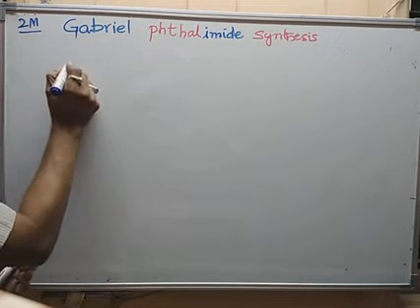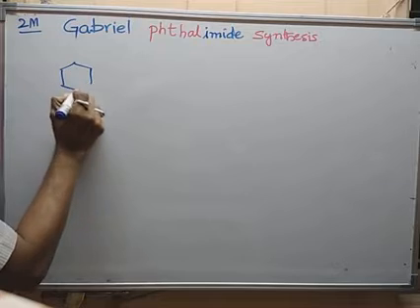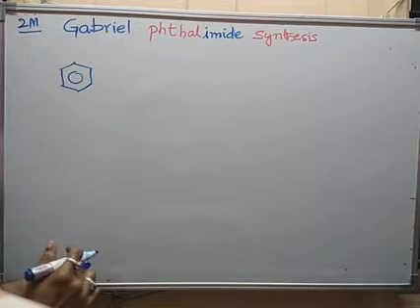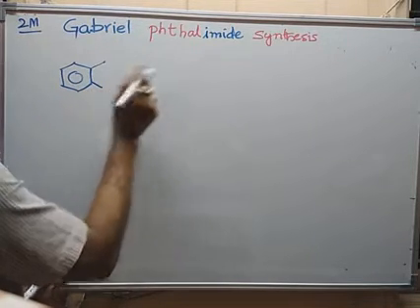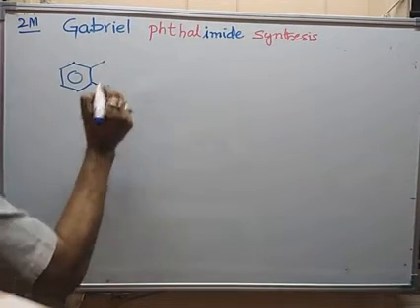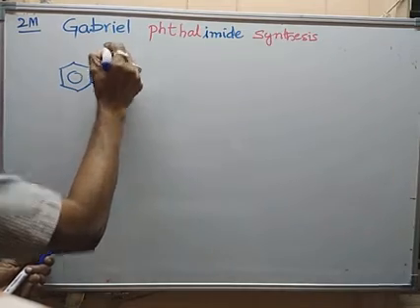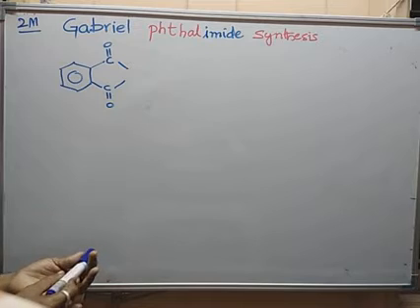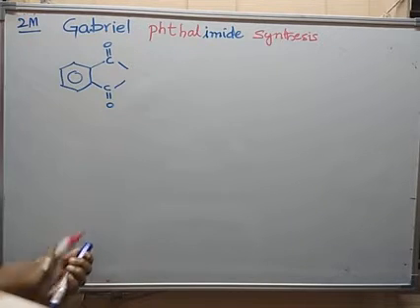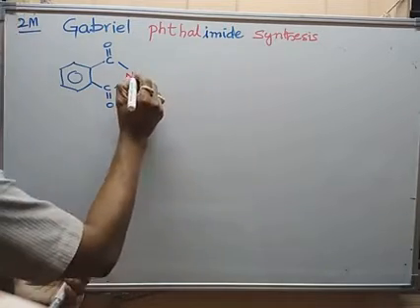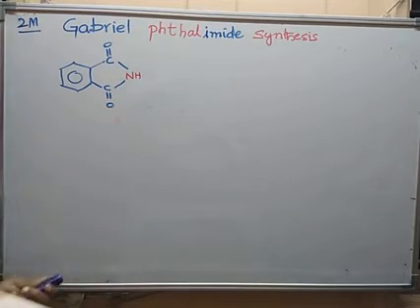Phthalimide means phthalic acid is the parent compound. What is phthalic acid? A benzene ring with two COOH groups on adjacent positions is phthalic acid. That is converted into imide, written like this: C double bond O, C double bond O of the COOH groups, and these two are linked with NH, and this linkage is known as imide. CONH2 is amide and CONH is imide.